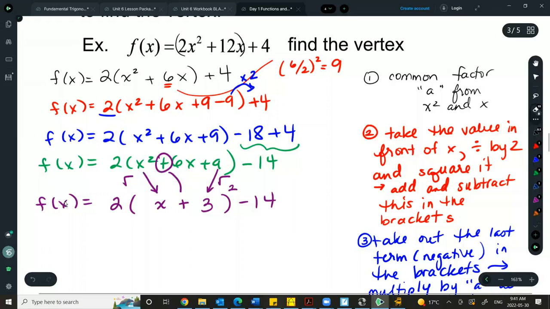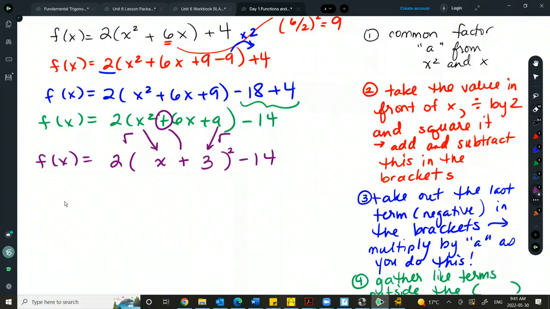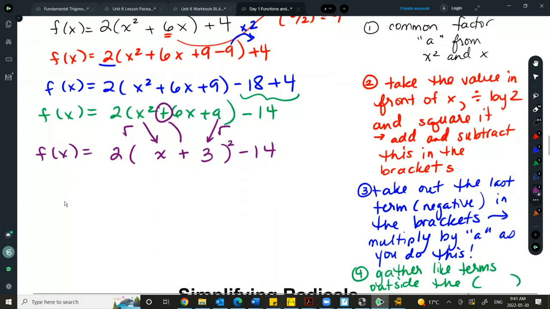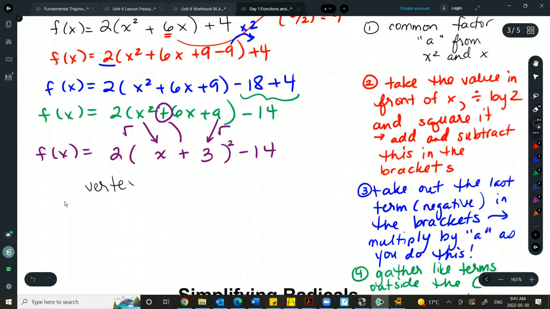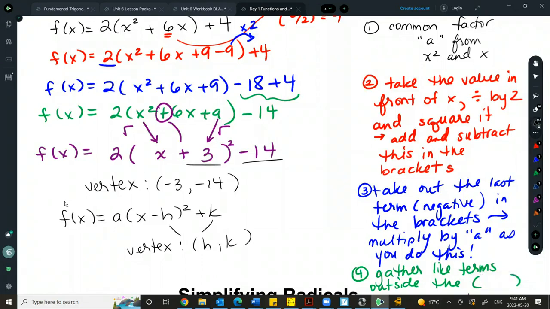So that's the deal. And again, don't forget that squared, because technically we have two of these brackets. We know that to multiply to 9 and add to 6, we get x plus 3, x plus 3 in each bracket. Final vertex here will be at (h, k). So if this is vertex form, a(x minus h) squared plus k, the vertex is found at (h, k). So we switch the sign of what's in the brackets here. So this one will be negative 3, and keep the sign of this one as is. So negative 3, negative 14.